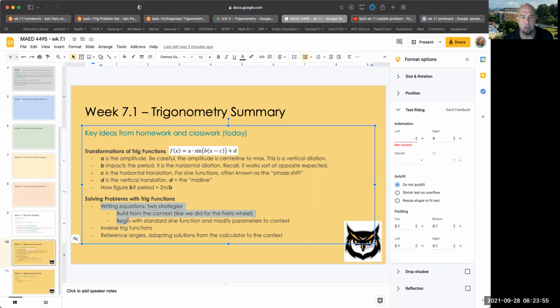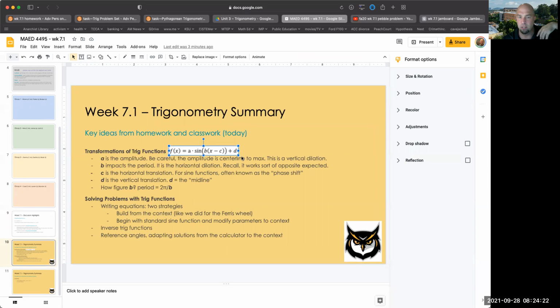I talk about in the videos two strategies for writing equations. You might just build the values of A, B, C, and D from the context, like we did with the Ferris wheel. Remember, the diameter of the Ferris wheel was 50 feet, so we knew the parameter A. We knew the Ferris wheel was lifted 65 feet off the ground, so we knew D was 65.